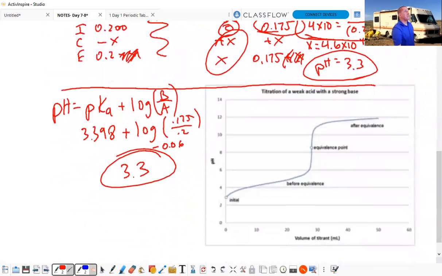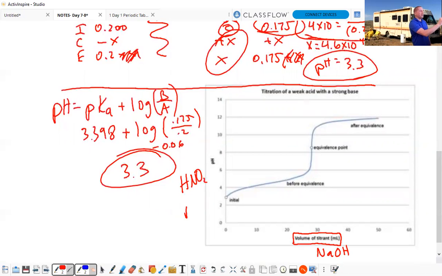All right, so look what I have down here now. This is a graph of the titration with the volume of the titrant, which in this case is the strong base, let's say NaOH. And over here we have the weak acid, let's say HNO2. And what we have over here, though, is the pH of the mixture of the two. So in the beginning, we only have HNO2. So in the beginning, there's 0 milliliters of the NaOH.